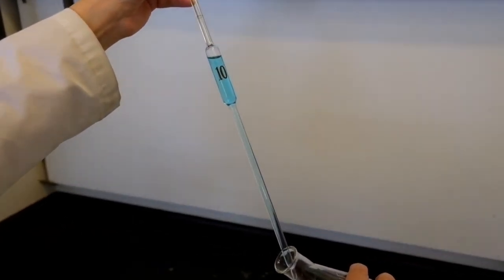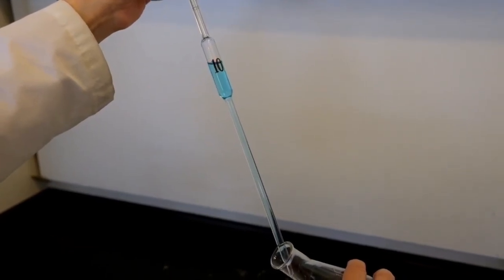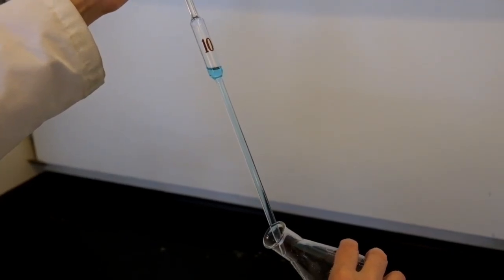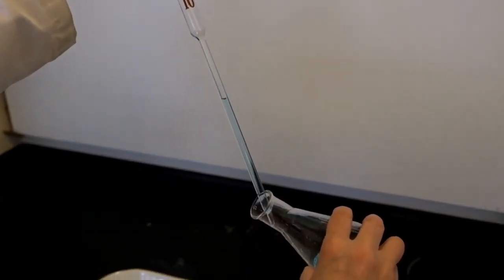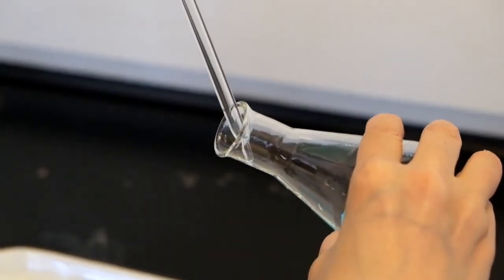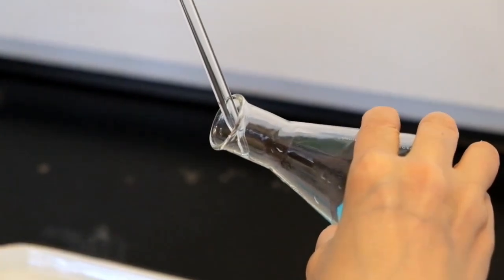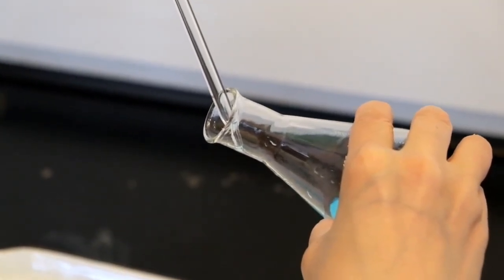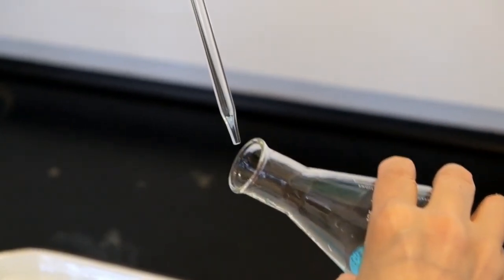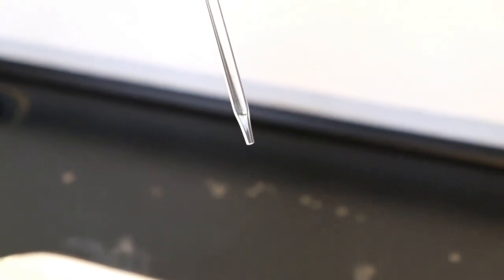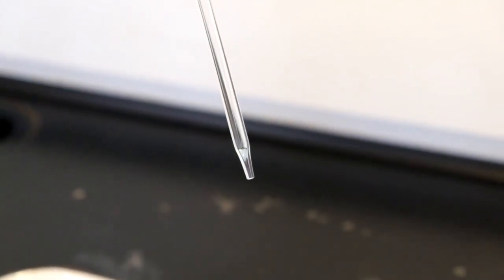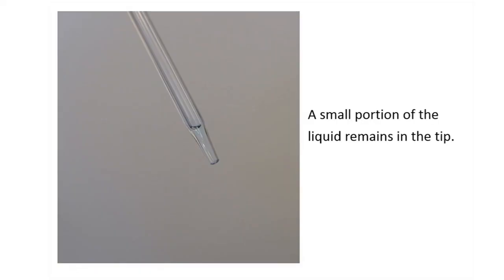Bring the pipette to the Erlenmeyer flask and release the pressure on the index finger. Drain the solution into the Erlenmeyer flask with the pipette tip touching the wall of the flask. After draining, wait 10 seconds before removing the pipette. At this point, the calibrated amount of liquid has been transferred. Look closely at the tip of the pipette. A small portion of solution remains in the tip. Do not blow out the pipette.